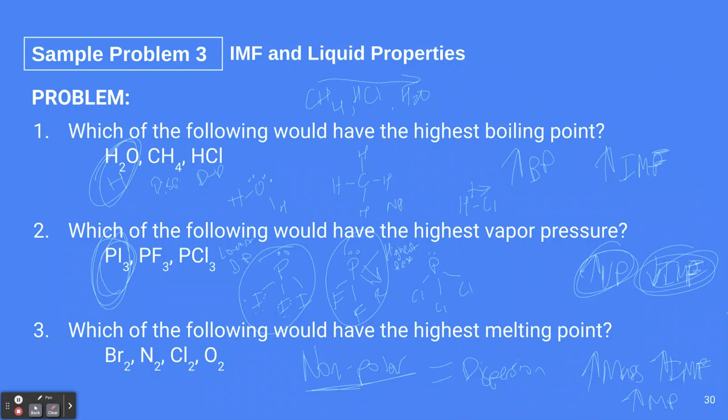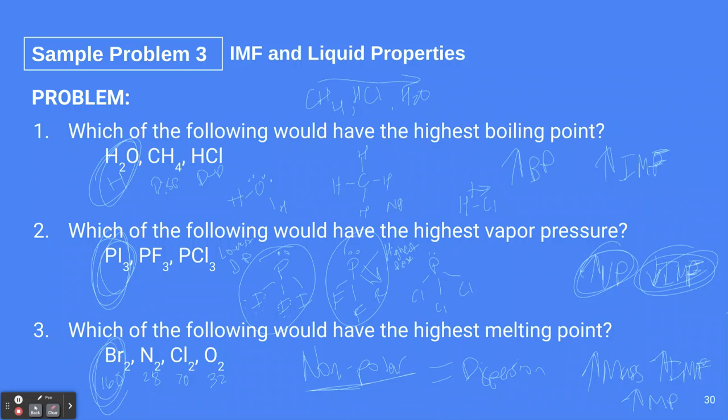Nitrogen is our smallest. This has a mass of around 28. Oxygen is next with around 32. Chlorine has around 70. And bromine has around 160-ish. So we're looking for the highest mass. The highest mass will give us the highest melting point, and that would be bromine.